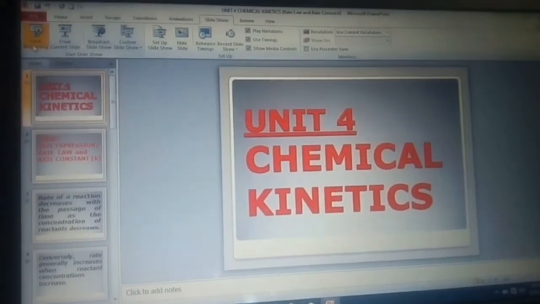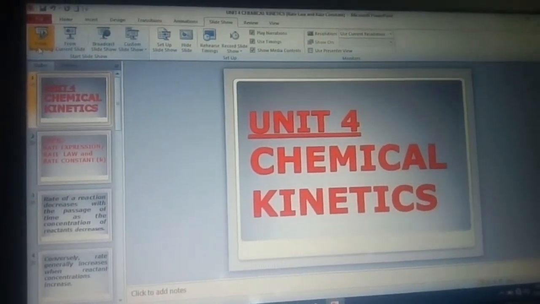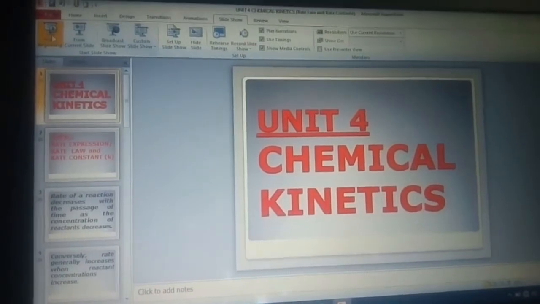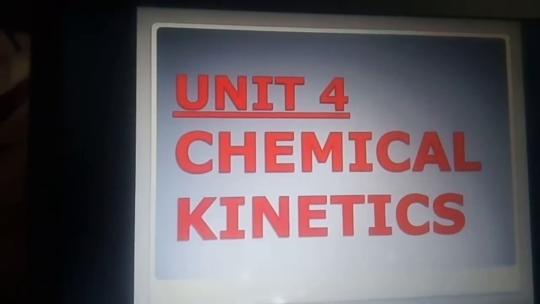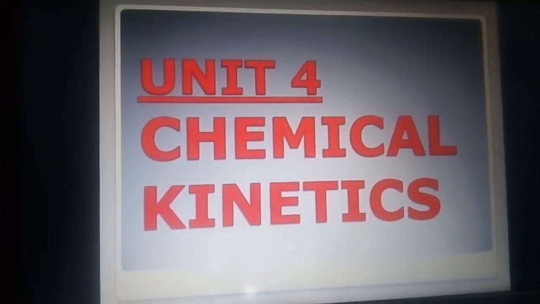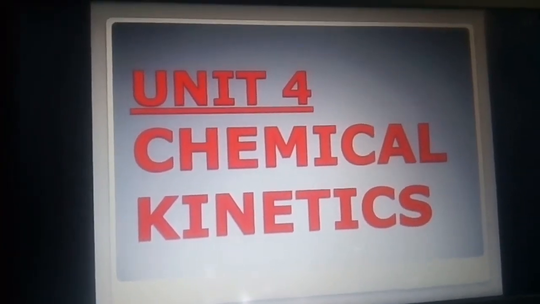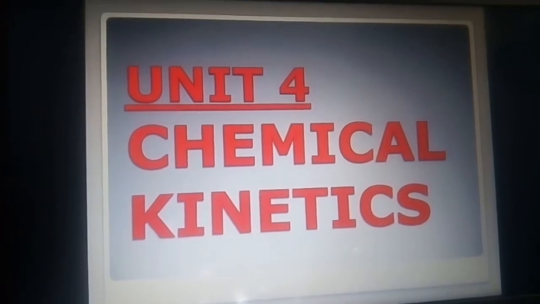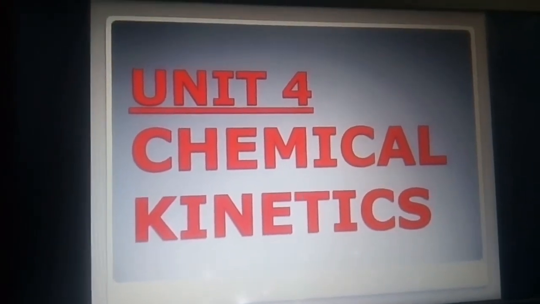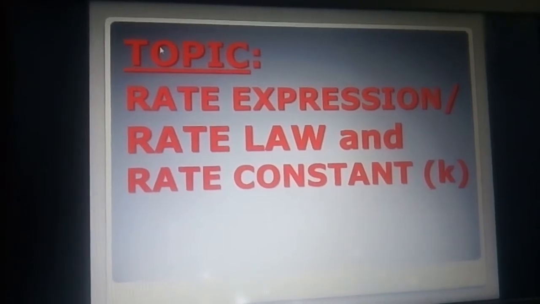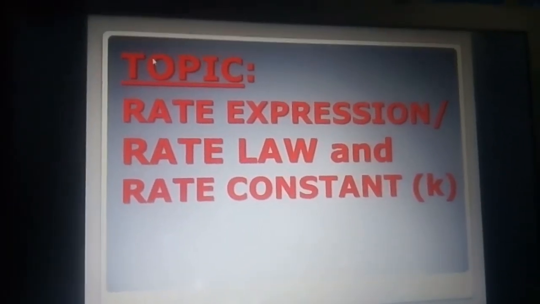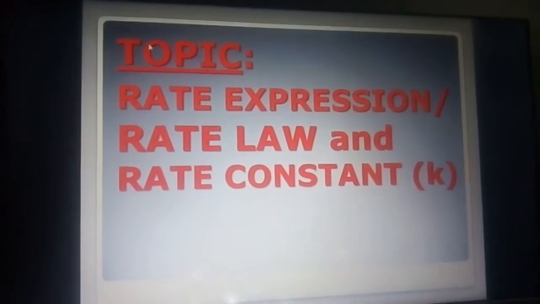Good morning, students. We are discussing your Unit 4, that is the chapter Chemical Kinetics, and today we'll discuss rate expression or rate law and rate constant. So today's topic is rate expression or rate law and rate constant.